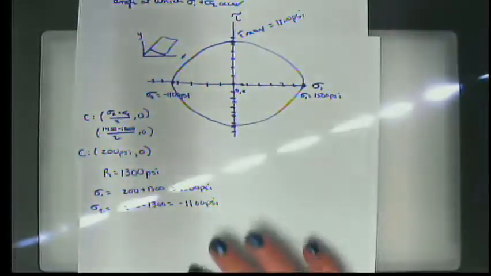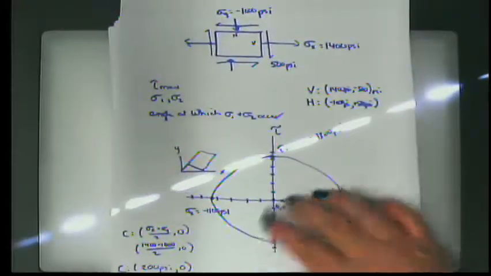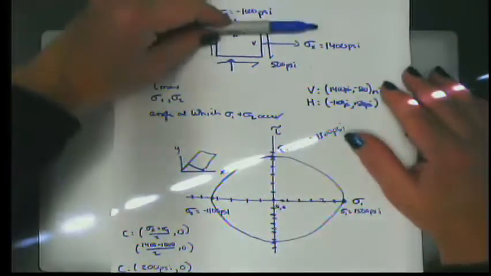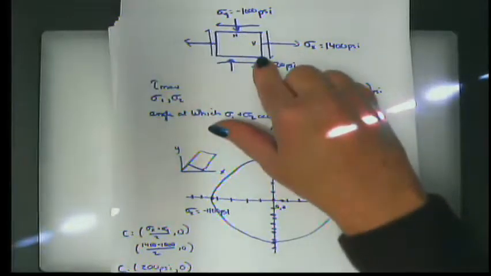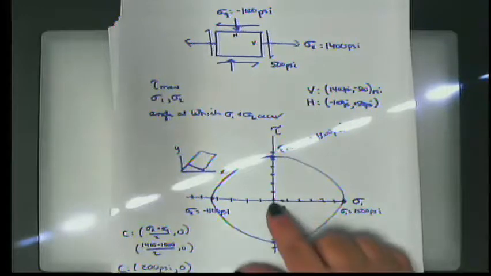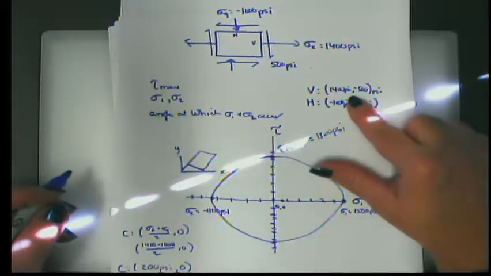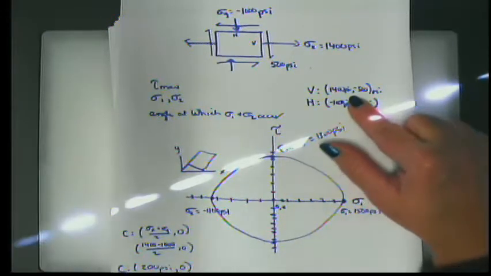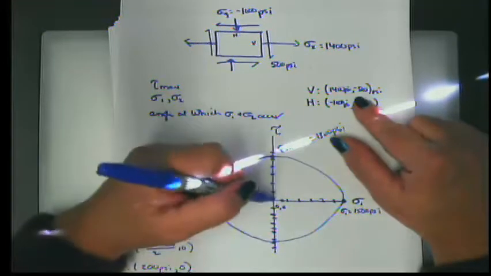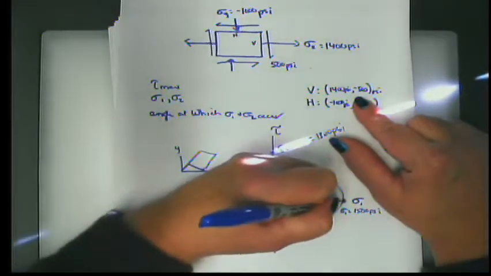So we have our preliminary information, but now we need to locate the vertical face and the horizontal face as points on this circle in order to determine the angle of rotation from the horizontal to the principal stresses or from the vertical to the principal stresses. So in order to do that, we look at those points. On my vertical face, my values are 1,400 and negative 500. Okay, so that means if this is 200, this is 250, so it's like this.